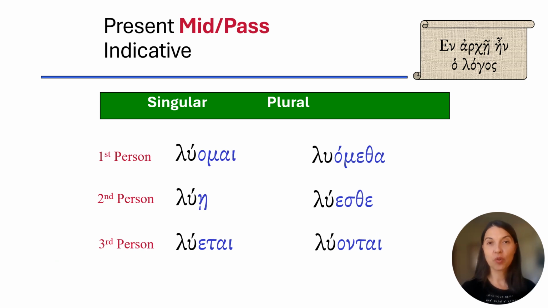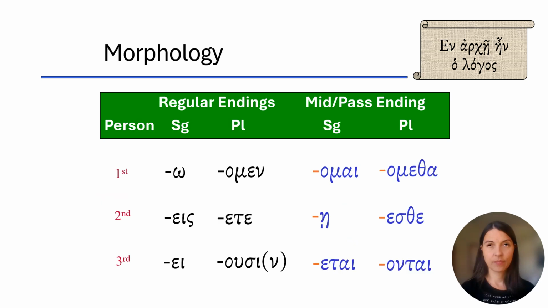And then we have the present middle passive indicative. So we're still in the present indicative, but these are our middle passive words. So we have luomai, lue, luetai, luometha, lueste, and luontai. Looking at these endings, you have the present endings in the active and you have the present endings in the middle passive. And so you'll need to get familiar with these and memorize them.